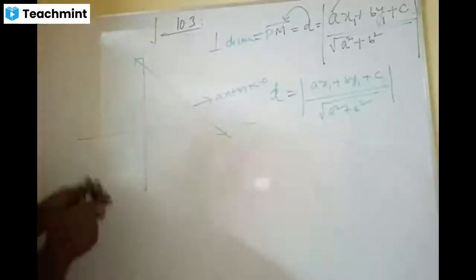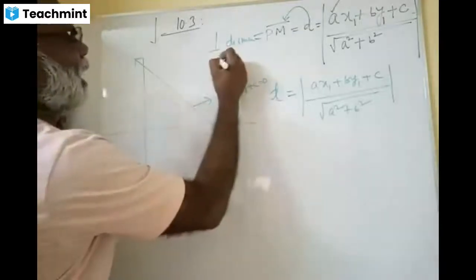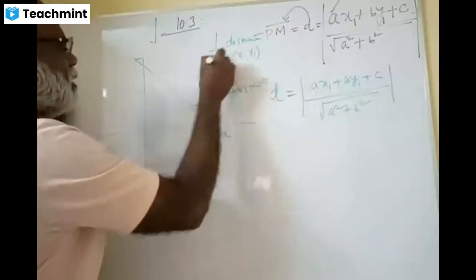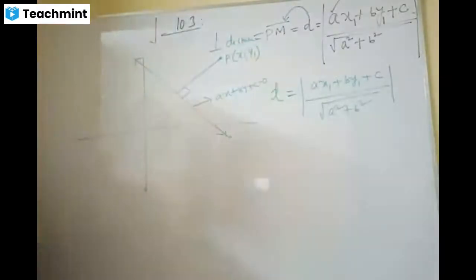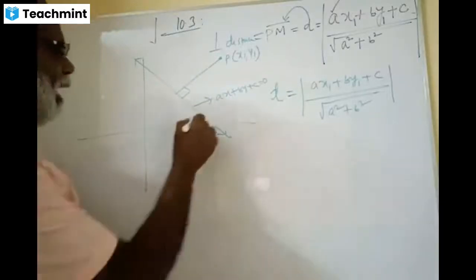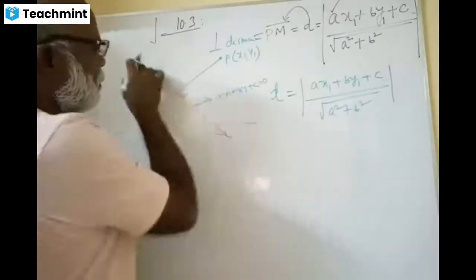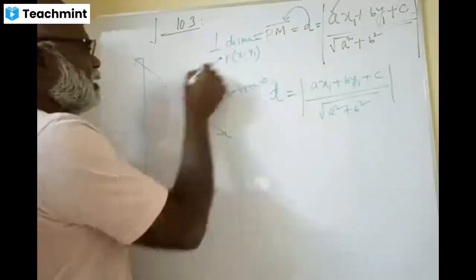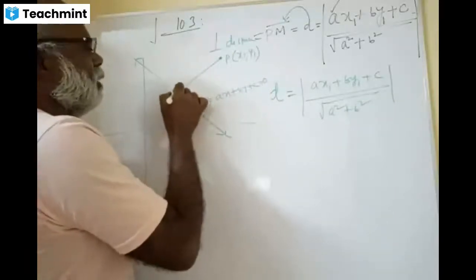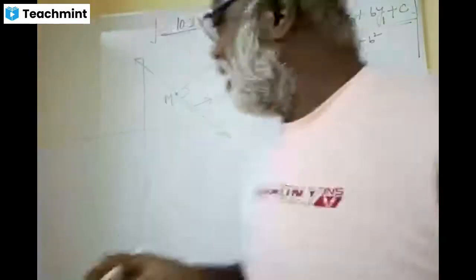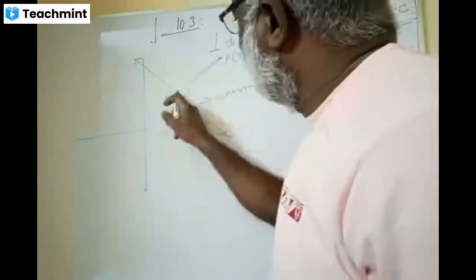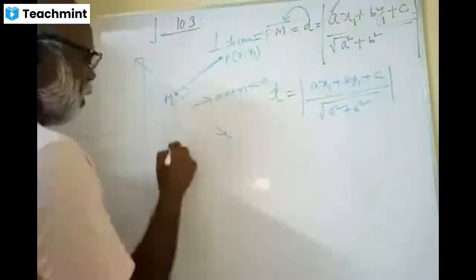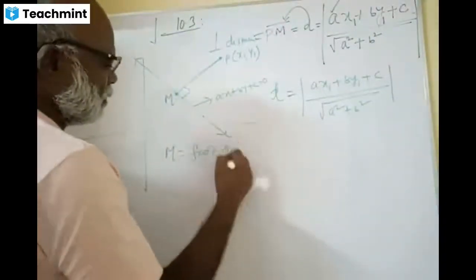And also, the distance of a point P from the line. This is a point P, that is called x1, y1. This distance you wanted, right? Friends, this is my line and this is my point. The point on the line is called M. It is called the foot of the perpendicular, we call it. See, this is called the perpendicular line. This M is called the foot of the perpendicular, dears.